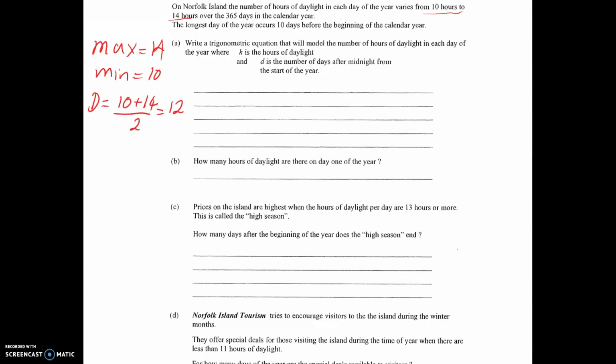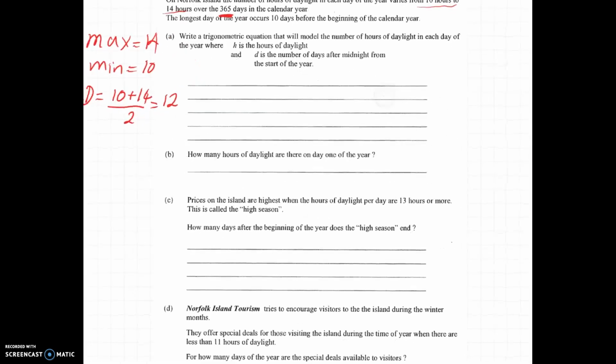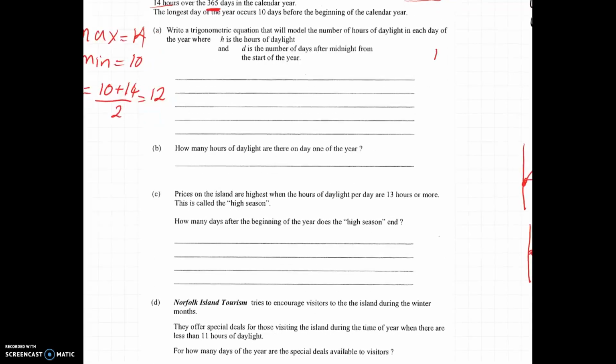Now the period is 365. We are told it varies through the whole year, so we know that period is 365 days. So our B value, which is the multiplier in the angle, is 2 pi over 365.